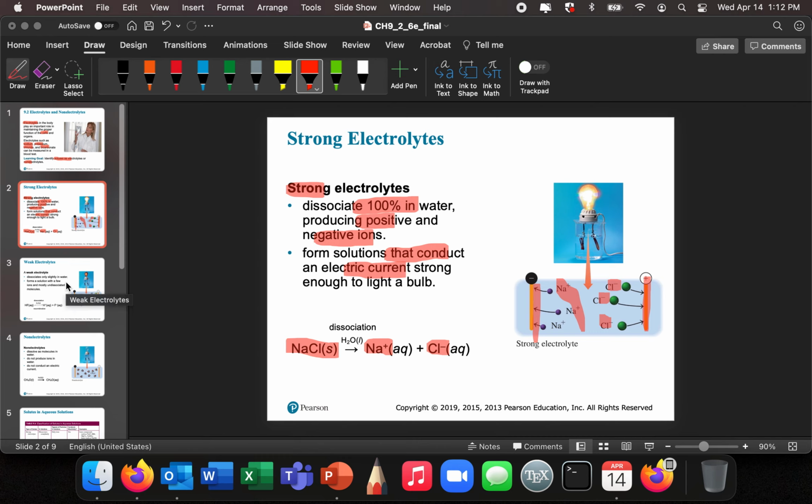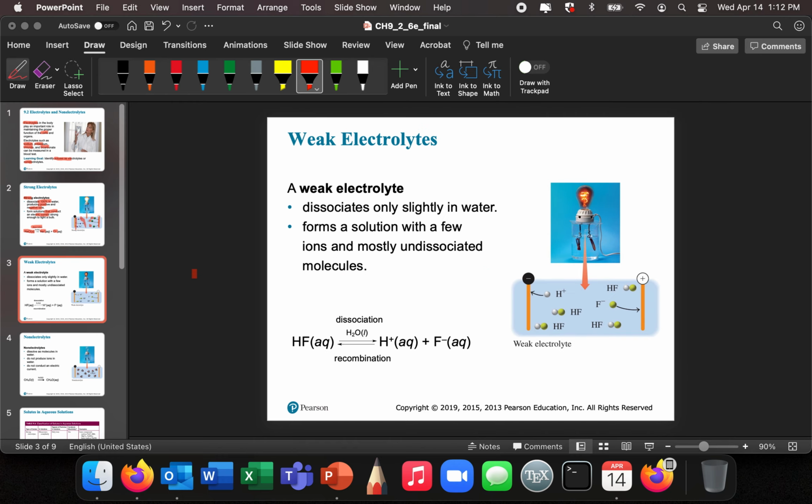Now, weak electrolytes do not dissociate completely, right? So here we said they dissociate completely in water, but weak electrolytes do not. Hydrofluoric acid is an example of that. Hydrofluoric acid is a weak electrolyte because it dissociates only slightly in water, and it forms a solution with a few ions and mostly undissociated molecules. So for example, if you take HF and put it in solution, most of the molecules do not break up. They still dissolve, no problem, but they mostly do not break up.